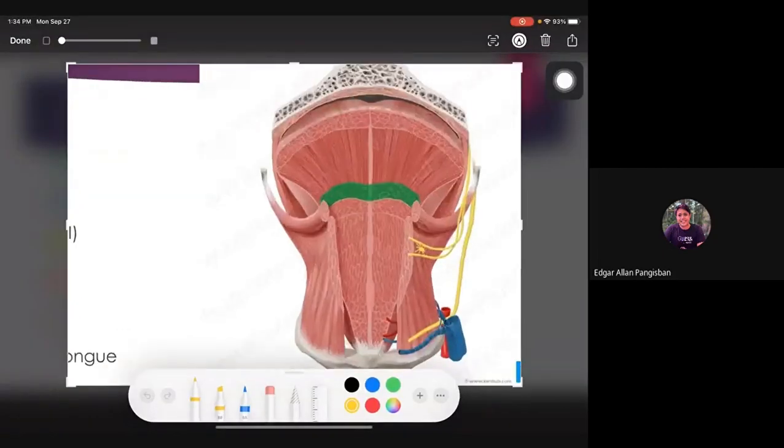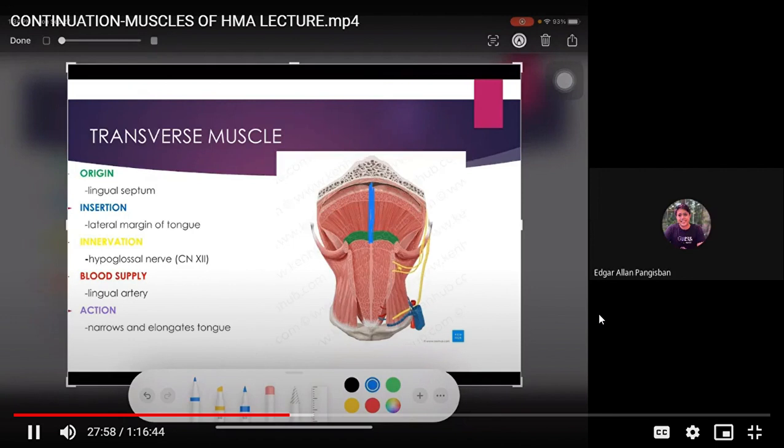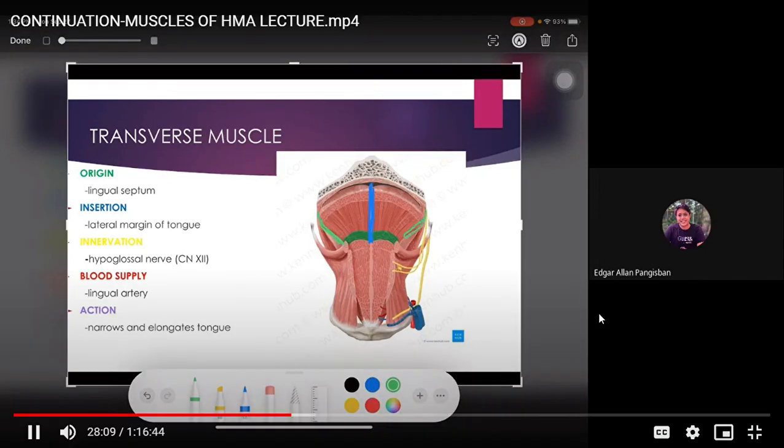Okay, here is your lingual septum, the white portion. Okay, yan po ang ating lingual septum. Okay, so now the insertion is in the lateral margin ng tongue. Insertion is here. So, sa sides ng tongue natin.